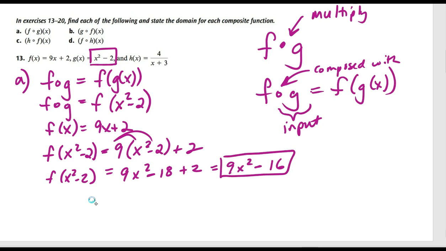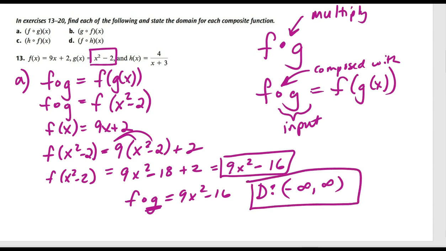Now, it also asks us to state the domain for each composite function. So our composite function is 9x squared minus 16, which we know the domain of this function by itself would be a parabola, so it's going to be negative infinity to positive infinity. But we have to be respectful of the domain of the input, so we have to consider that. So the domain of g of x, well, it's a parabola also, so its domain is also negative infinity to infinity. So our domain will be negative infinity to positive infinity. But if g had some restrictions, we'd have to make sure they're also implied in the restrictions for the composition of the functions. Let's do another one.